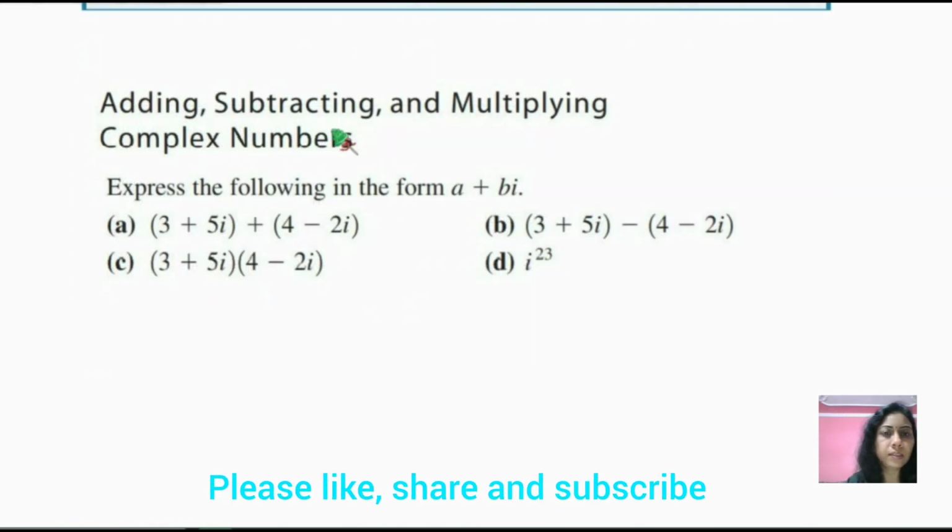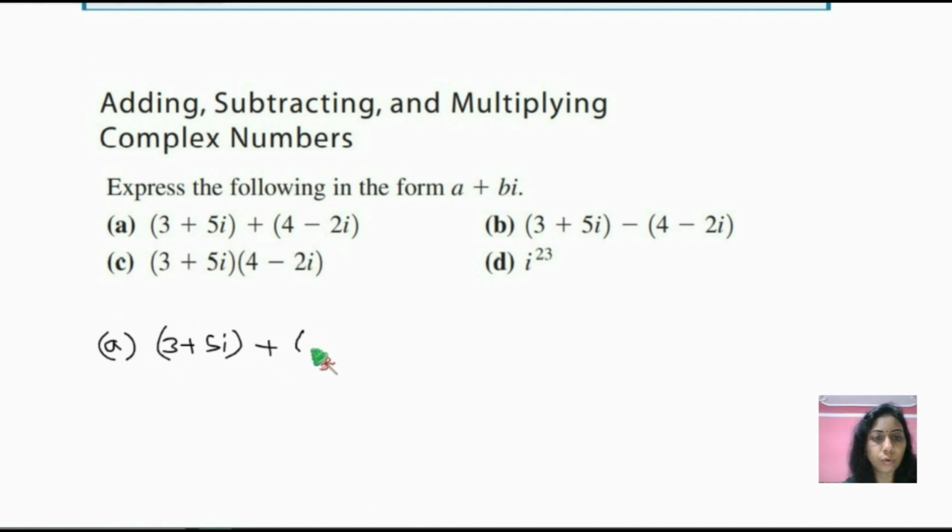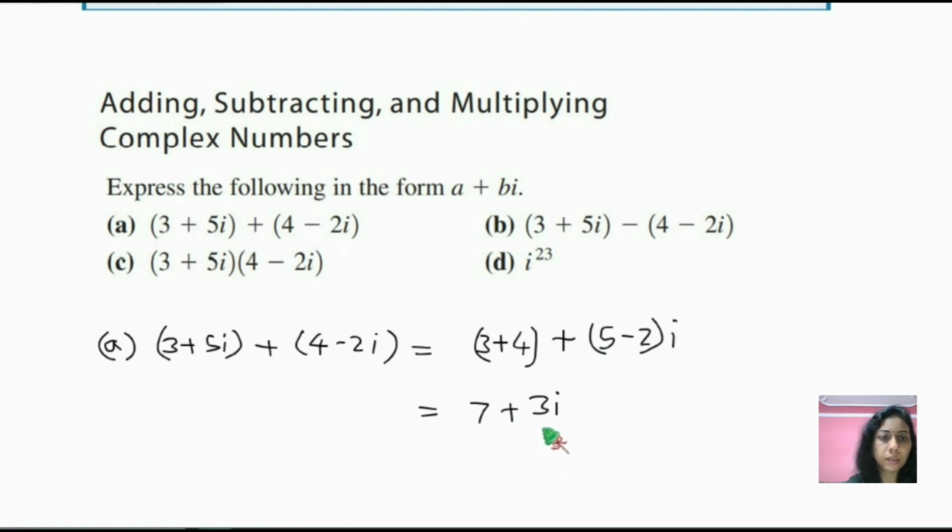Here is today's question: adding, subtracting and multiplying complex numbers. Express the following in the form a plus bi. Here is question A: 3 plus 5i, add another complex number 4 minus 2i. Simply add the real parts, 3 plus 4, and then add the imaginary parts. So 5i minus 2i, we can write 5 minus 2, take common i, and this is 7 plus 3i. This is the answer.